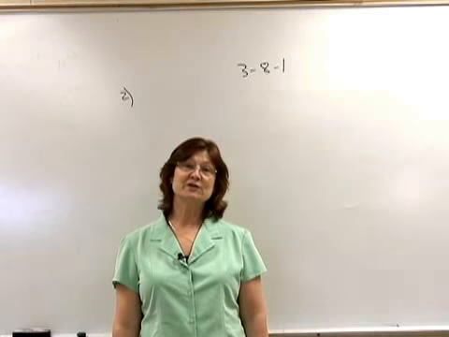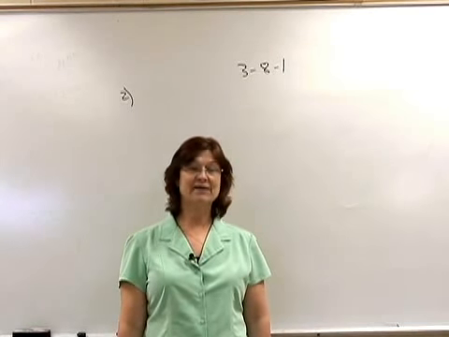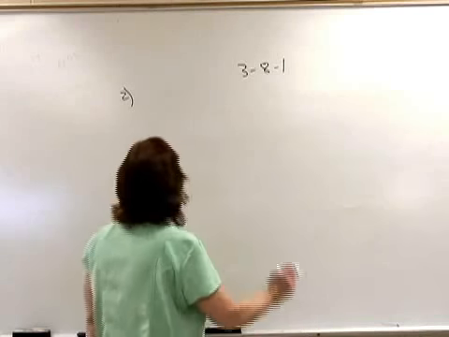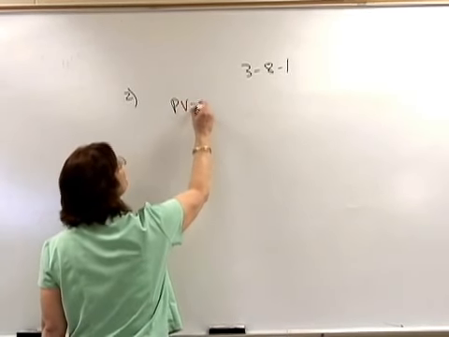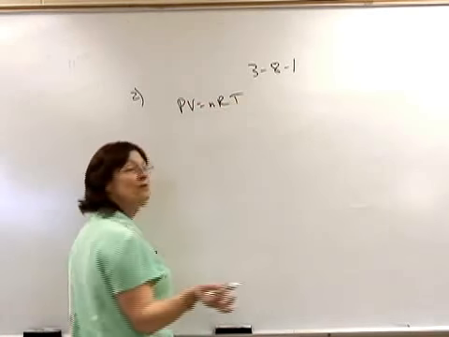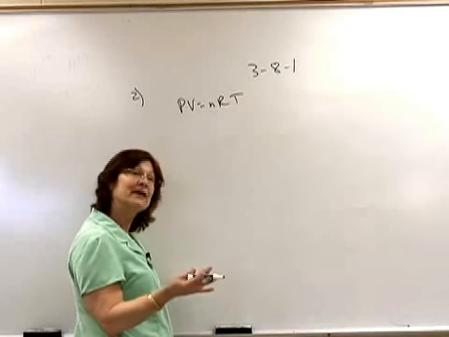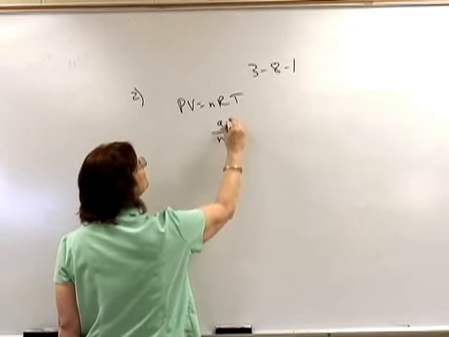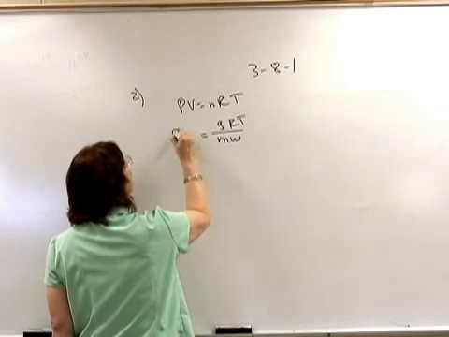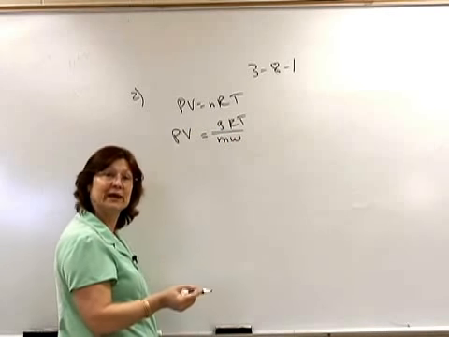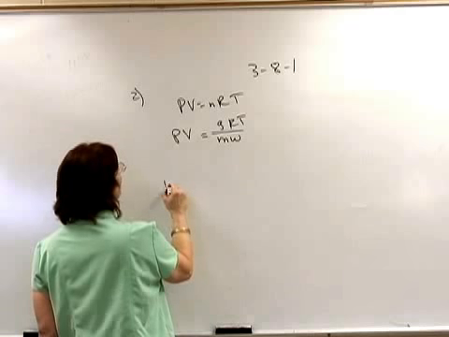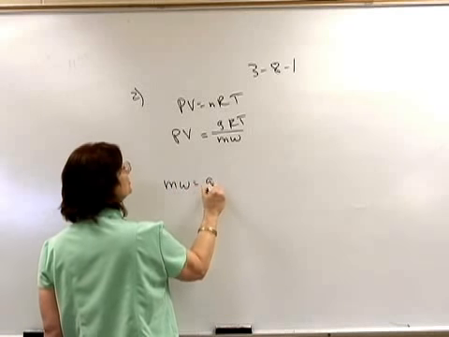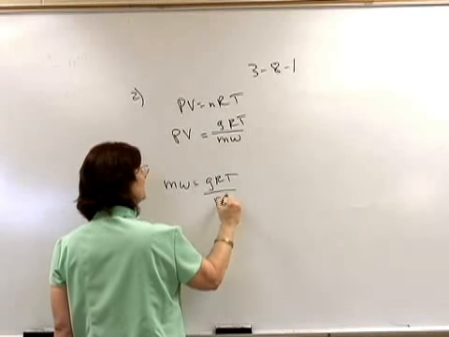In number 2, we are determining the molecular weight of a gas. I'm going to start with my ideal gas law, and it's always good to write this, and then to derive molecular weight. Moles is equal to grams over molecular weight. Then I rearrange my equation for molecular weight. Therefore, molecular weight is equal to GRT over PV.